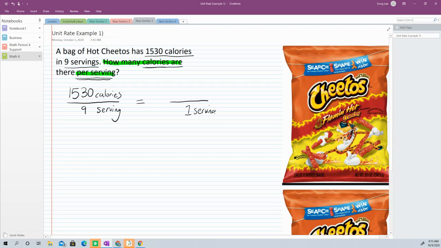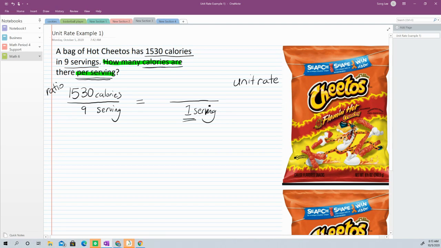This is something that we do on a daily basis, and you haven't known this yet. And there's a terminology for it. Whenever we're trying to find one serving in the denominator, this is called a unit rate. And as we know, what we just talked about here is called a ratio because we're comparing the two numbers or the two quantities, 1,530 calories to 9 servings.